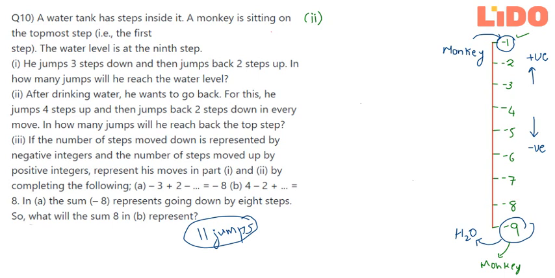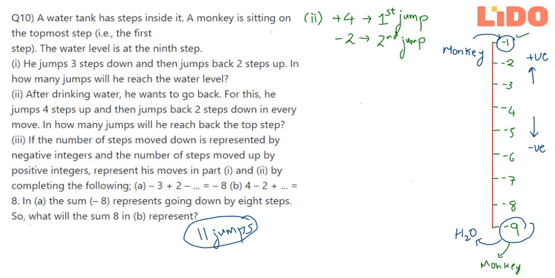So let's read the second subsection. After drinking the water, he wants to go back. For this, he jumps 4 steps up, which means plus 4 in the first jump. And then jumps 2 steps down, which means minus 2 in the second jump. In how many jumps will he reach back to the top?